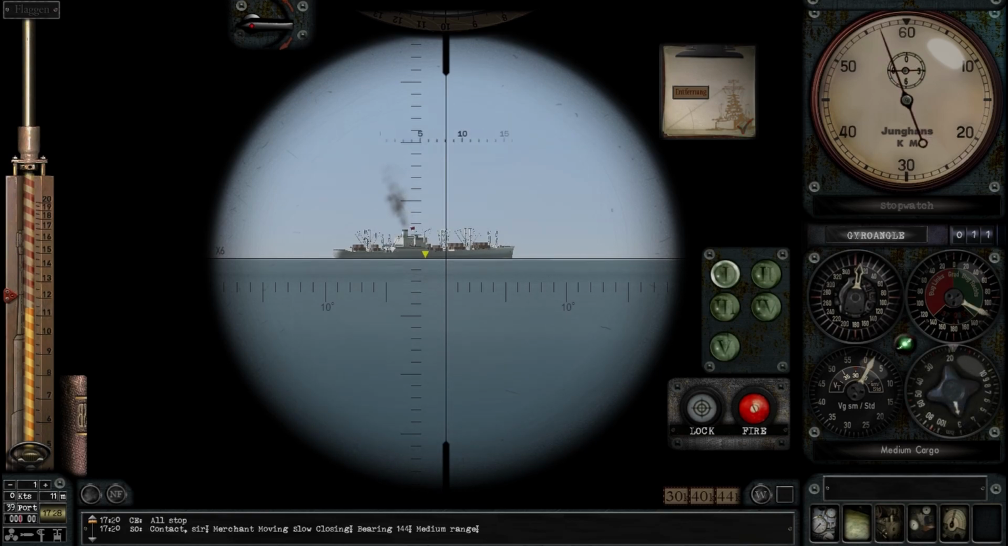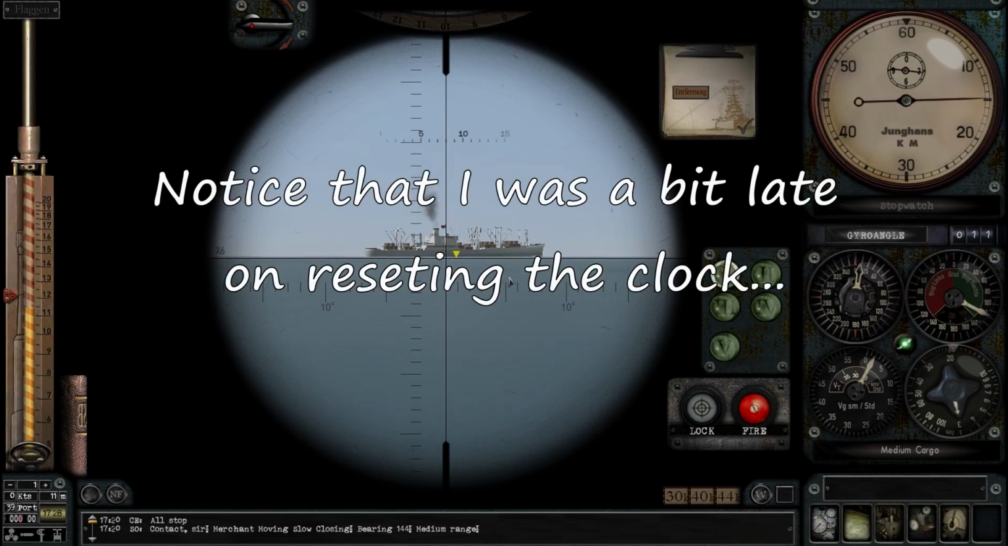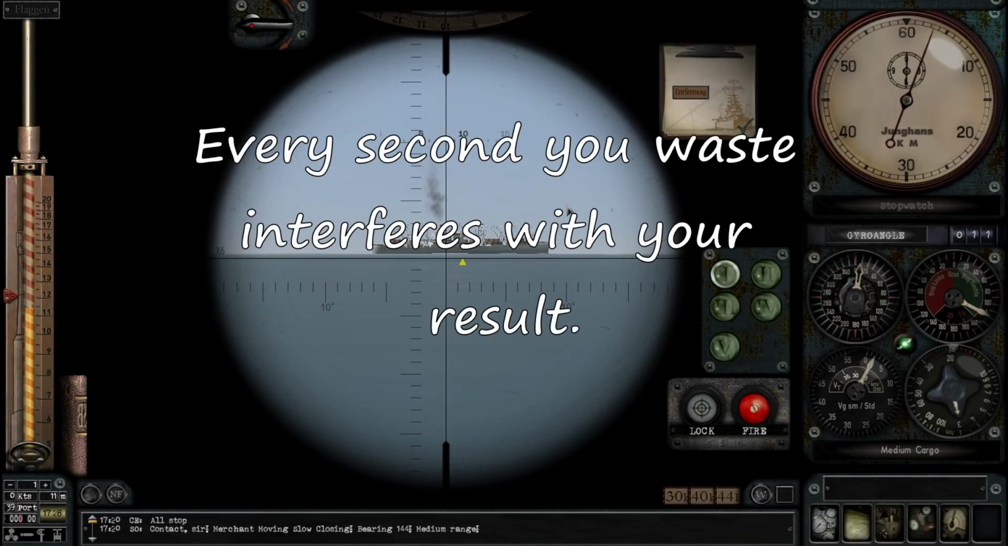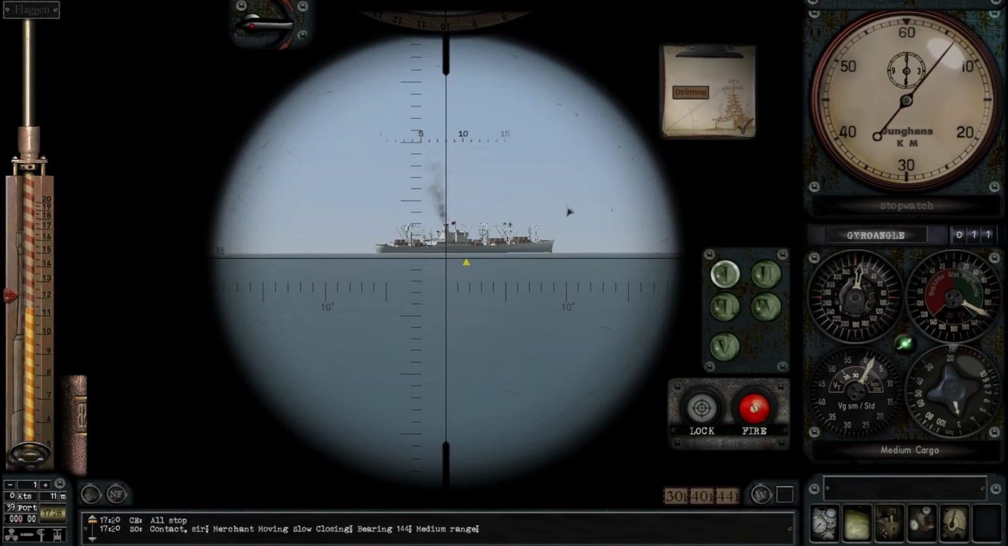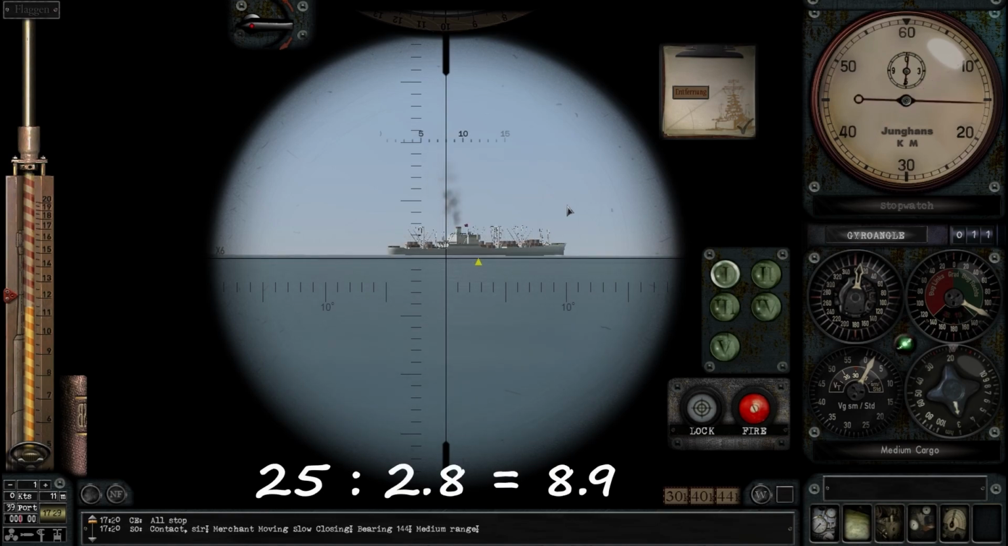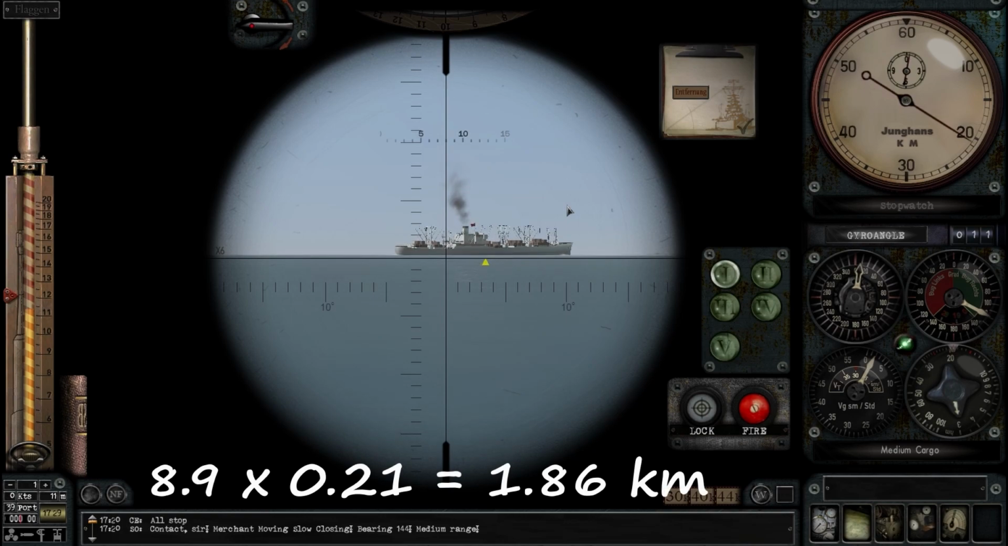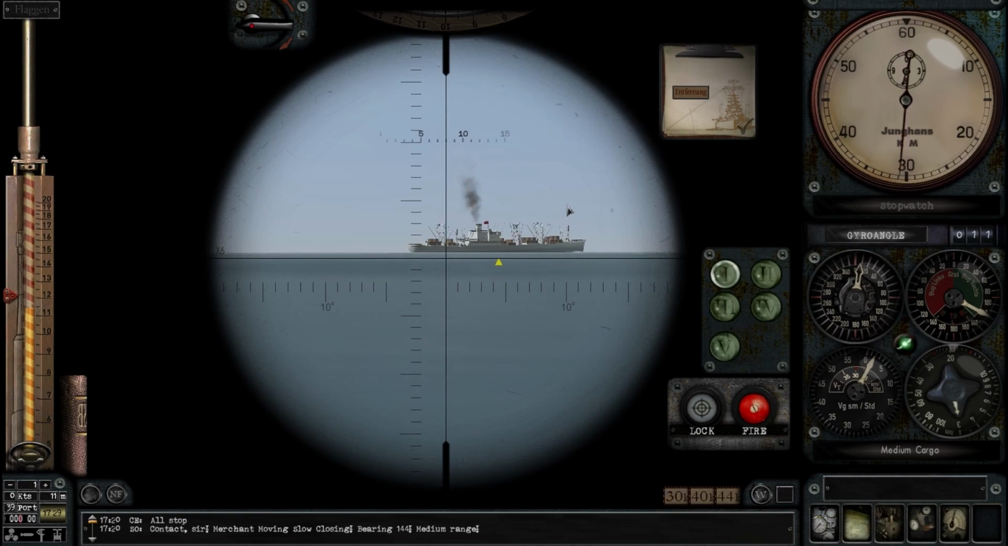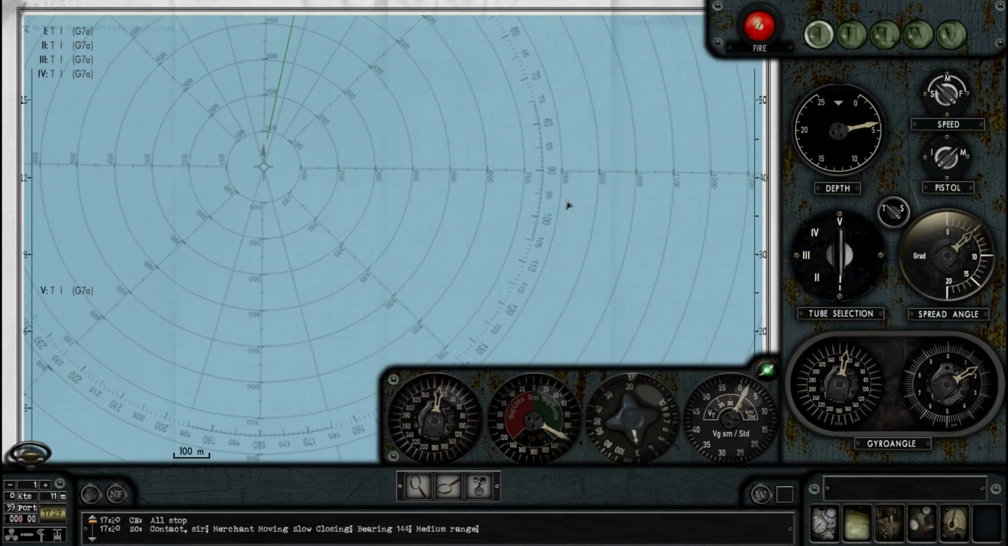We'll see. In terms of range, he might be doing 2.8 tick marks now, and I'm trying to anticipate his bearing. His bearing is probably going to be bearing 8. Yeah. So bearing 8 with 2.8 tick marks. So 25 divided by 2.8 equals 8.9 multiplied by 0.21 equals 1.86. 1.86 kilometers. So go back to the map.